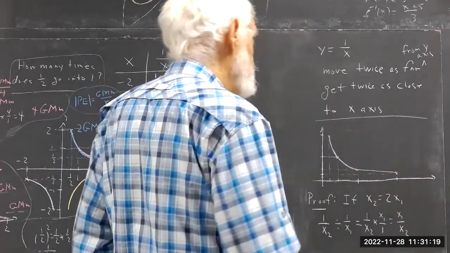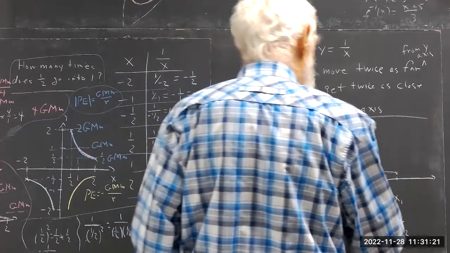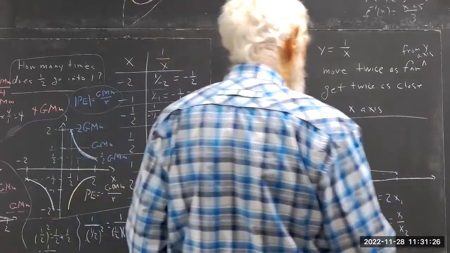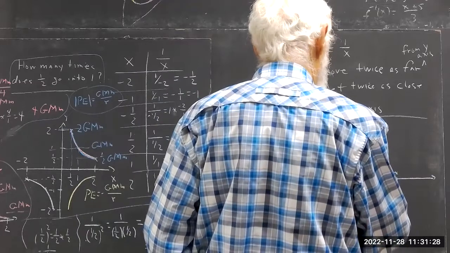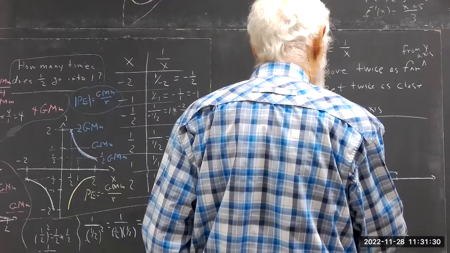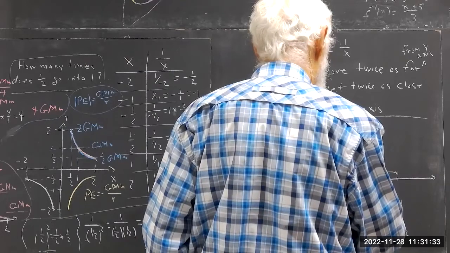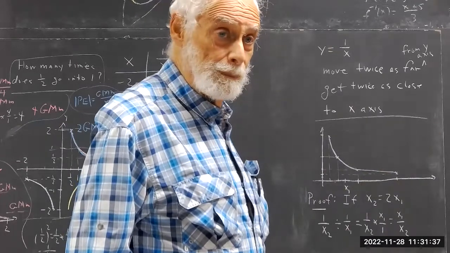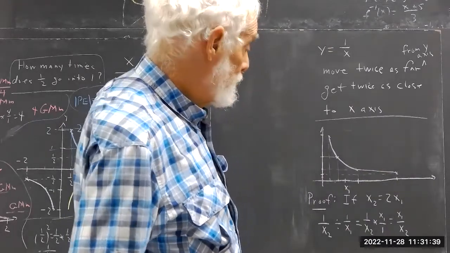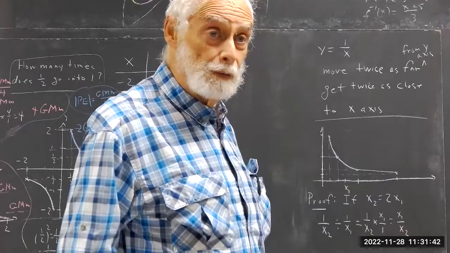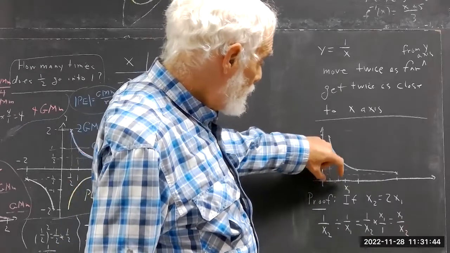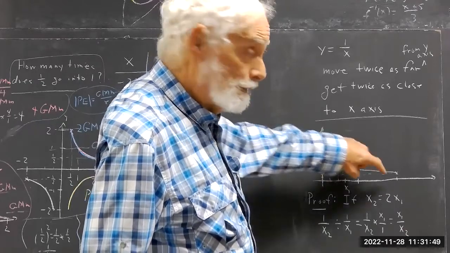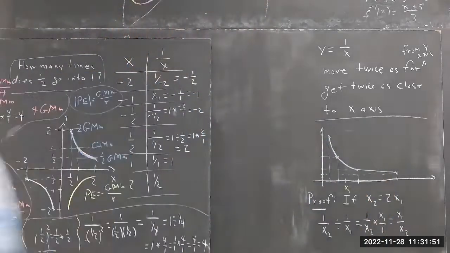So it could be that if X2 is equal to X1, then we would say, well, if this was X1, where would X2 be? Well, it's twice as big as X1. So X1 is here. Where's the number that's twice this big? Let's talk about that for a second.